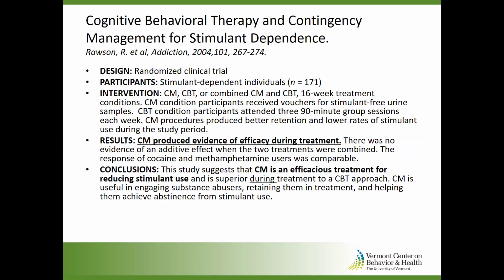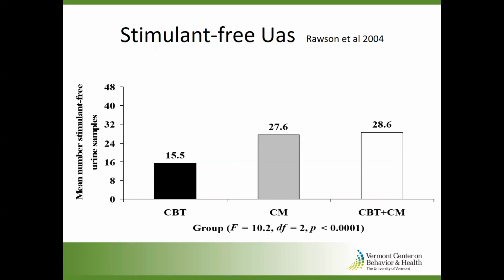They either got cognitive behavioral therapy, contingency management, and this was using the model that Higgins used, where they could actually earn $500 or $600, or they got a combination of contingency management plus cognitive behavioral therapy. We gave them both.